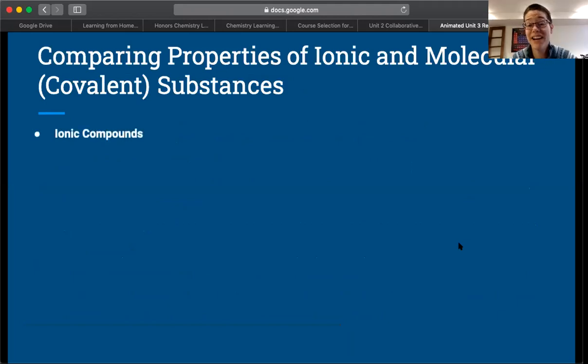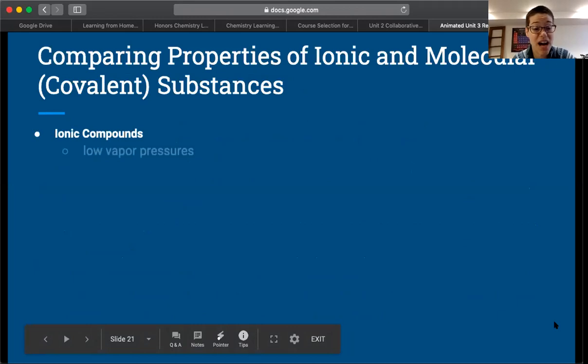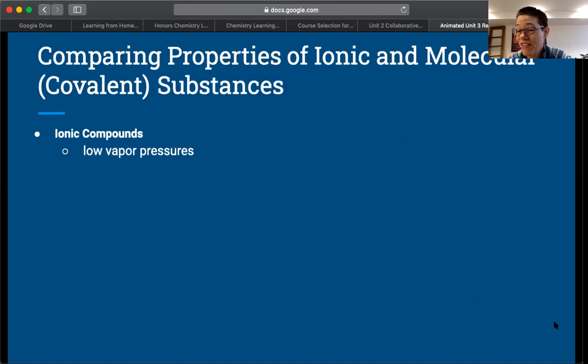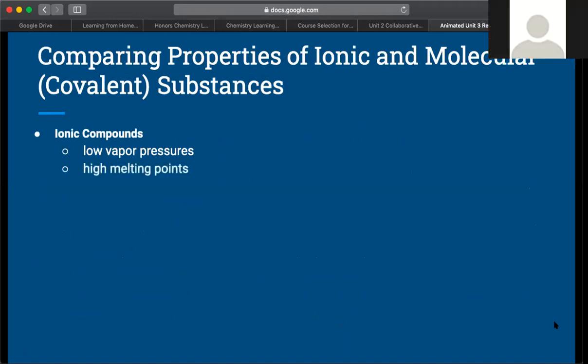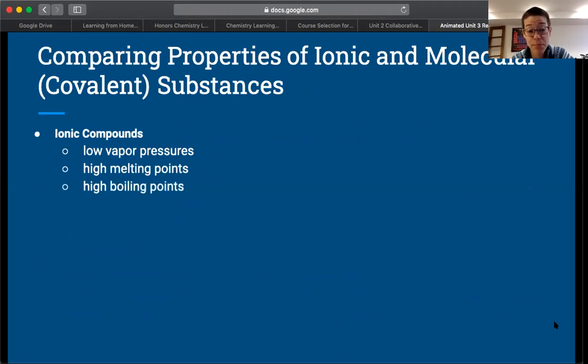Okay, so comparing ionic and molecular stuff. We've done this before. Ionic compounds, so these are salts, basically. Low vapor pressures, because have you ever even heard of a gas salt? No, not a thing. Very high melting points, right? Because it takes a lot of energy to break all those Coulombic attractions between the ions. Very high boiling points, because again, nobody has ever heard of a gas salt.